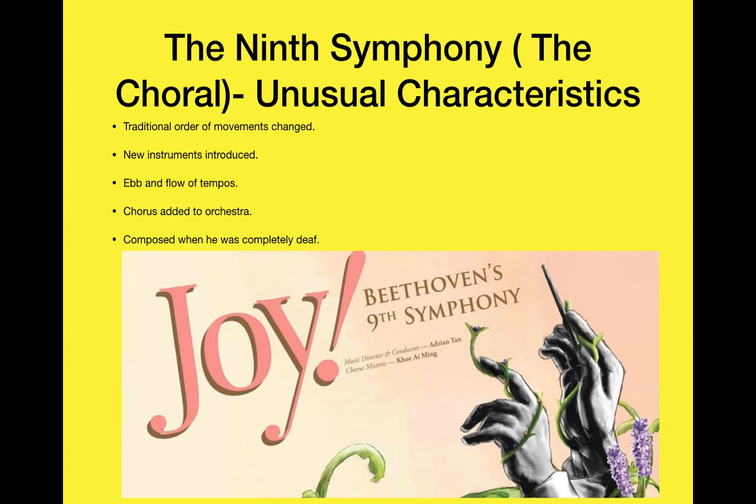He changes the traditional order of movements. In the Classic era, your first movement, second movement, third movement, fourth movement had to be a certain way, and Beethoven just shuffled them around. He puts new instruments in there. There are ebbs and flows in tempo. He adds, of course, to the orchestra. And when you hear the little snippet, remember that he composed it when he was completely deaf.